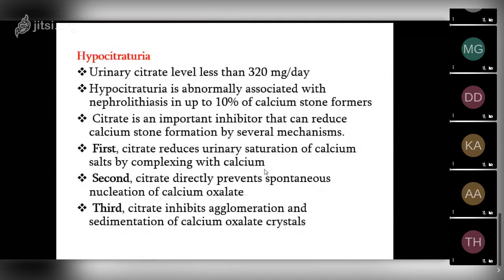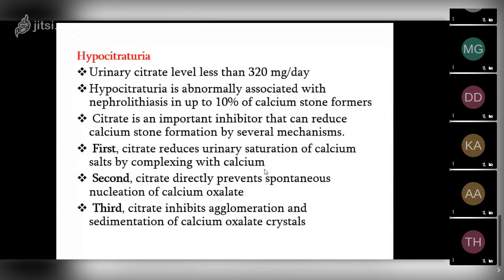The other mechanism to form the calcium stone is hypocitraturia. Urinary citrate levels less than 320 milligrams per day are defined as hypocitraturia, and hypocitraturia is associated with nephrolithiasis in up to 10% of the calcium stone formers. And citrate, as I have said before, is an important inhibitor that can reduce calcium stone formation by several mechanisms.